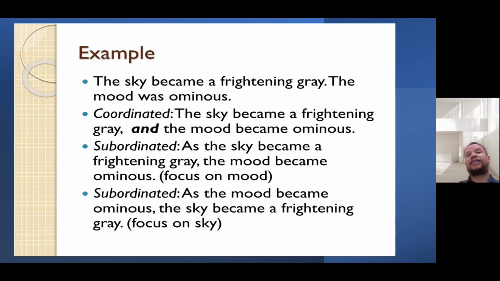If you want to use it but focus on the sky, it means the sky sentence will be the main clause. So don't use a subordinating conjunction before it, use it for the other one. As the mood became ominous, the sky became a frightening gray. Raise your voice. Focus on the sky. So this is a subordinating conjunction, because one of them is a main clause, a complete meaning, and the other is not a complete meaning.